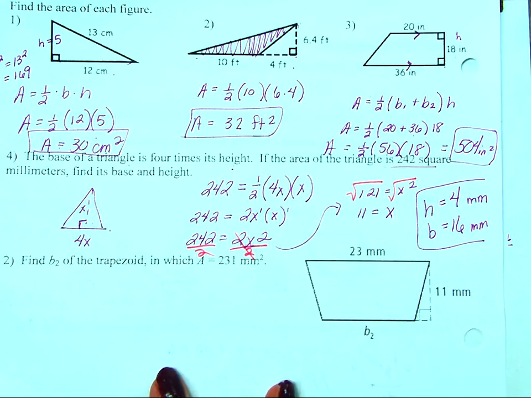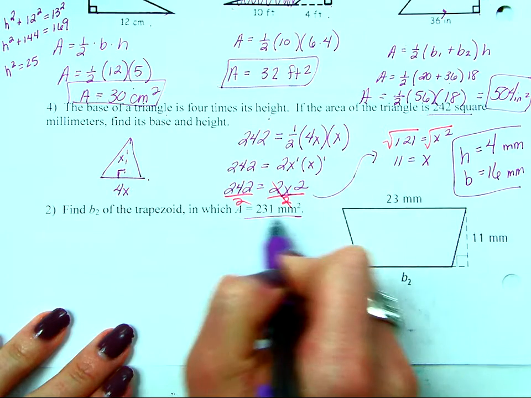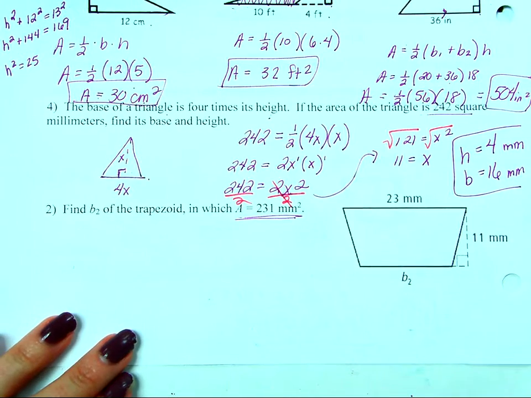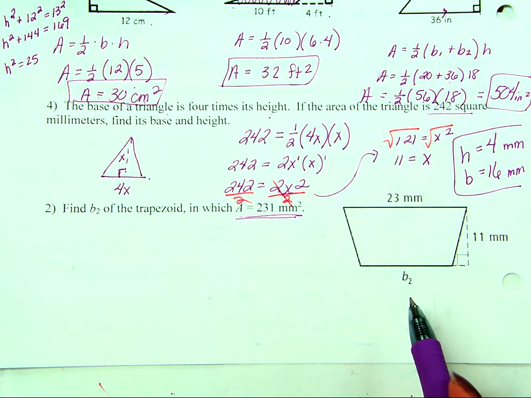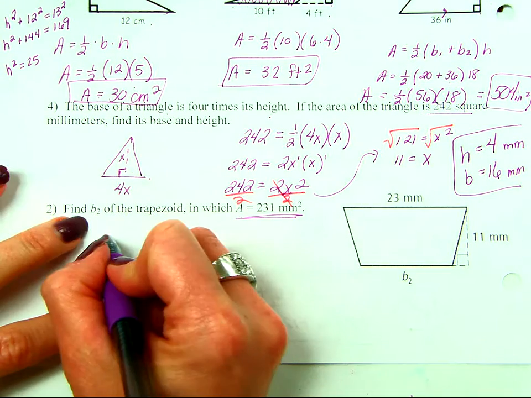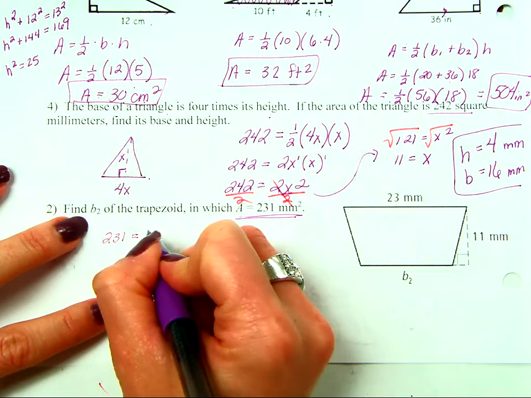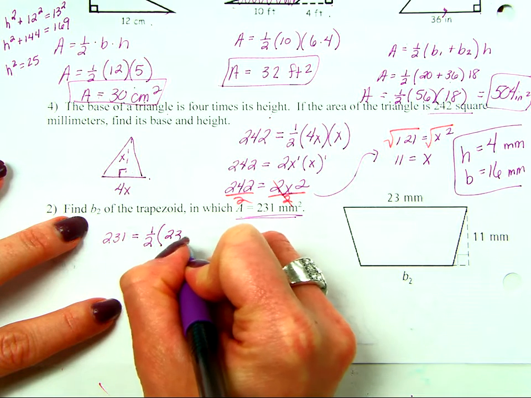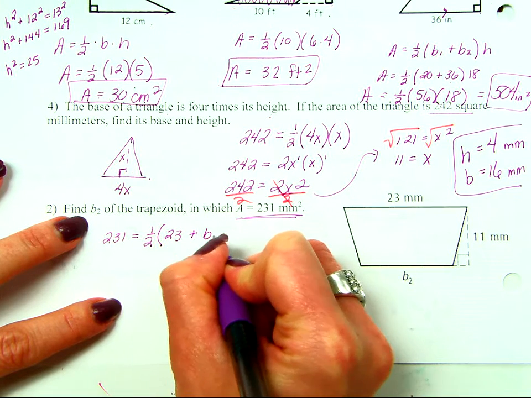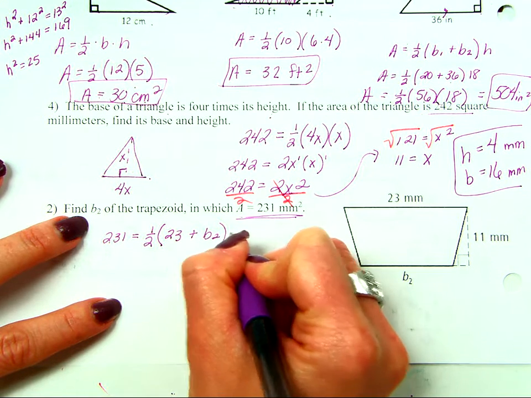Let's take a look at number 2. I have a trapezoid. They actually tell me the area of my trapezoid, and I'm solving for base 2. So again, I'm going to plug in what I know and do some solving. My area is 231. 231 equals 1/2 parenthesis base 1, which we know is 23, plus base 2, which is the variable we're looking for, times the height.